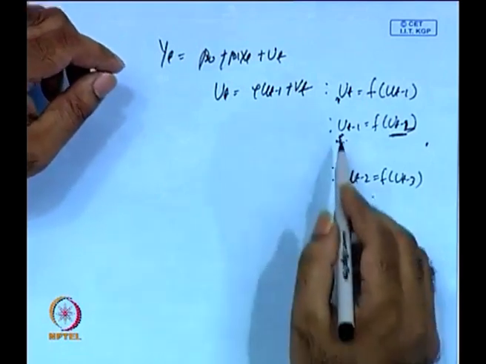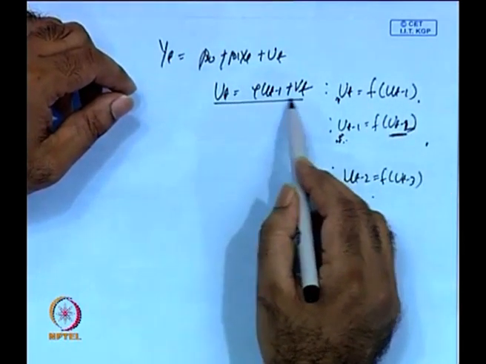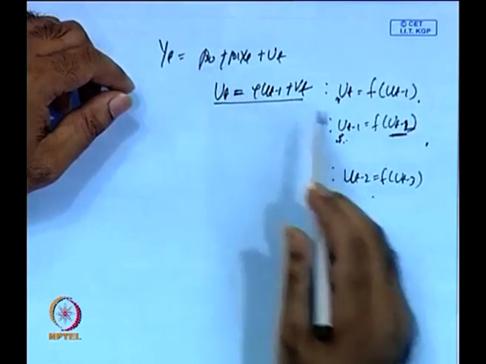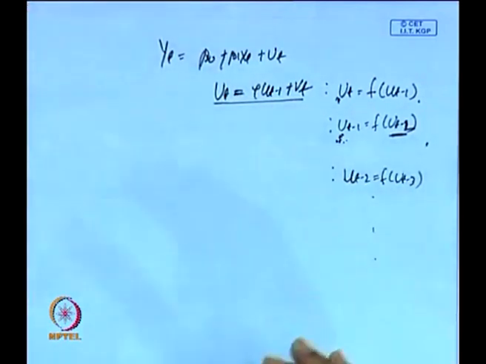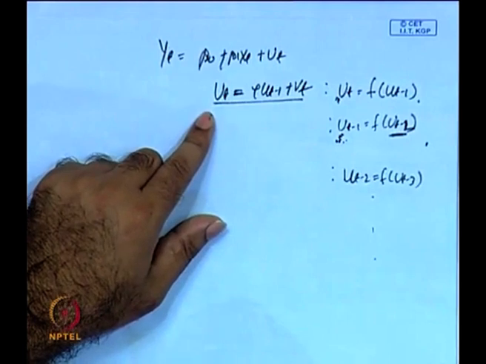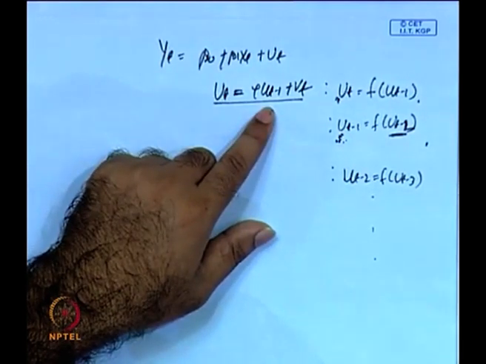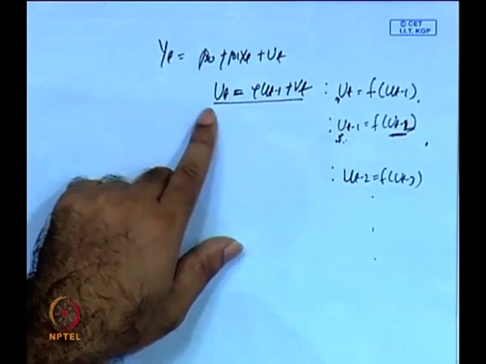Now if ut is a function of ut minus 1, then the explicit format is like this. Let us assume that they are linearly related to each other, because right now we are discussing the linear association between or among the error terms. That is why we have established a linear relationship. So it is ut minus 1 which influences ut.